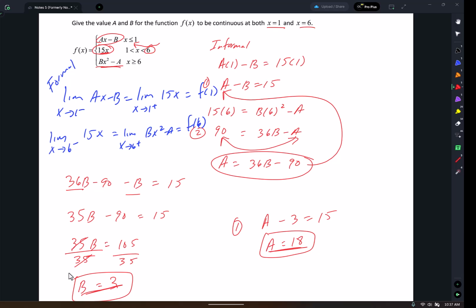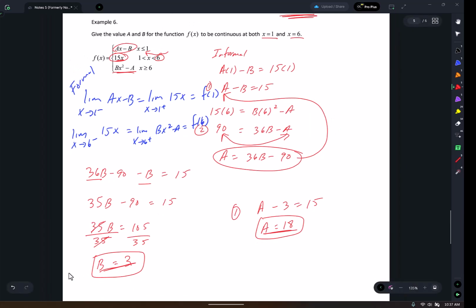You want me to just plug it in so you can see? Okay, look, check it out. Equation 1, 18x minus, what was my b? 3. Check it out. If x equals 1, I'm going to plug in a 1. So f of 1 equals 18 minus 3, I get 15. So that's my y value for the top one as x approaches 1.